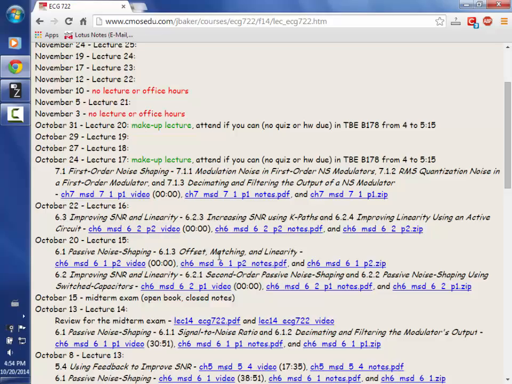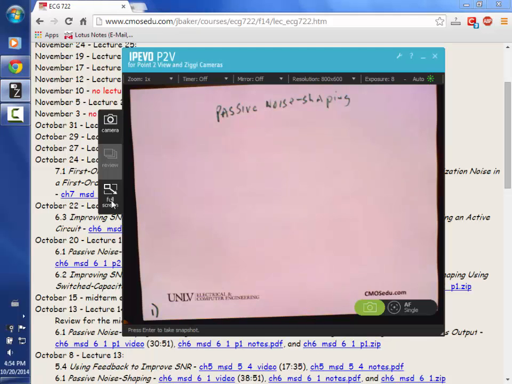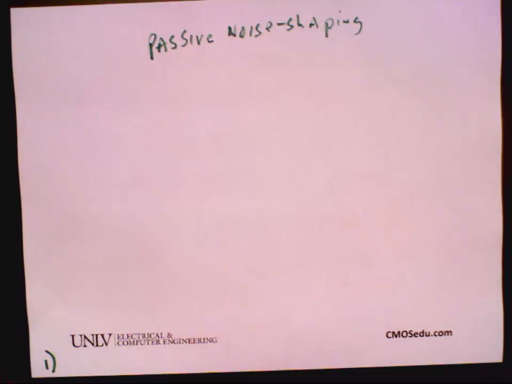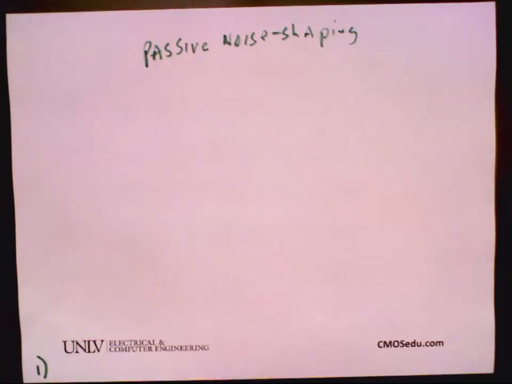But let's talk about offset matching and linearity, and then we'll come back and talk about this next time. But I do want you to start working. I think you know enough that you can start looking at your projects. Okay, so 6.1, offset, linearity, and all that stuff.